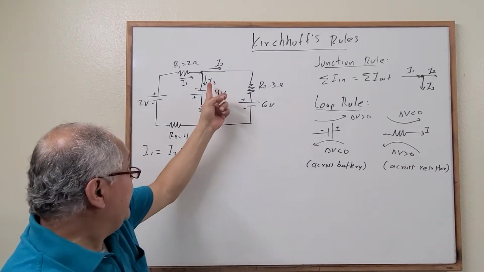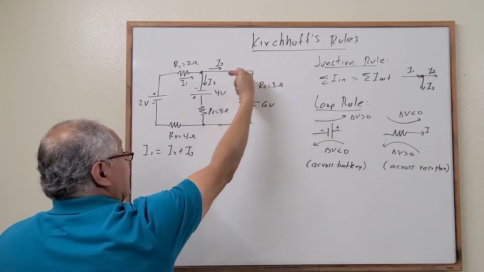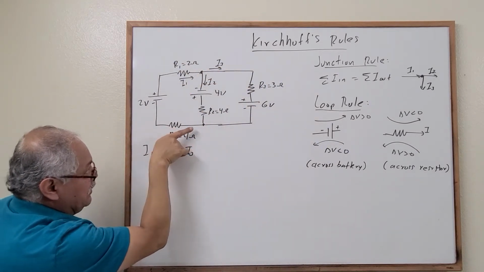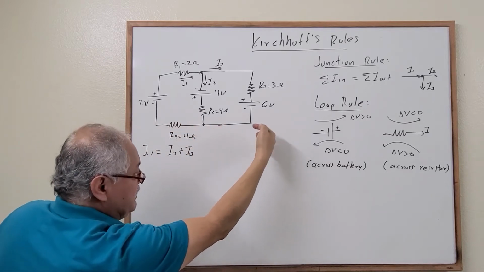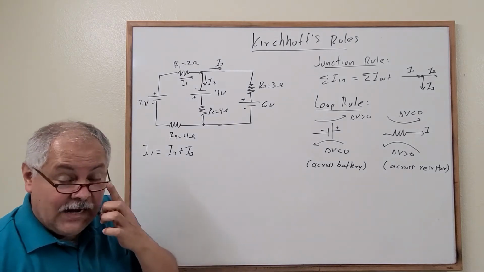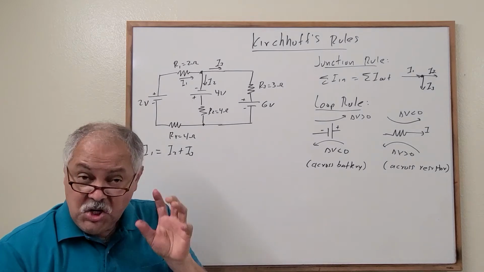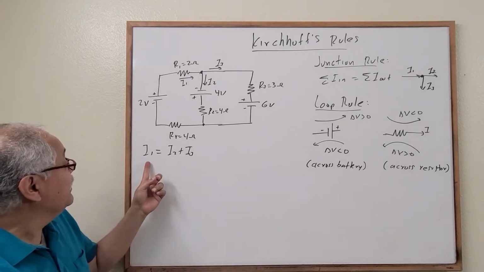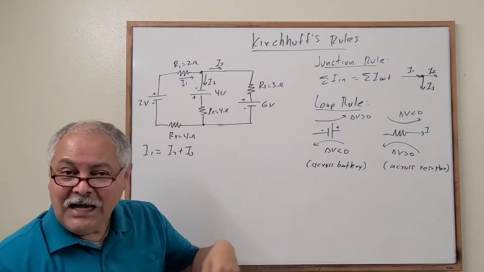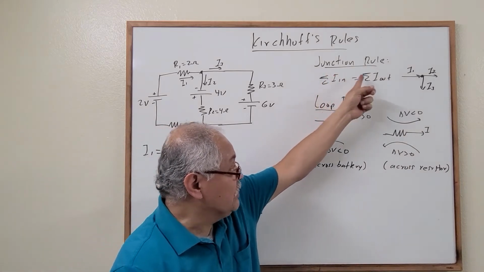Okay, the directions at junctions are optional. We can go in this way, we can call this current 1, 2, and 3. Or we can go in this direction, or in this direction. It's optional. At the end, current must be positive. If we get the value for the current to be negative, it means that the current goes in the opposite direction in that branch. Okay, perfect. So that's again the junction rule.